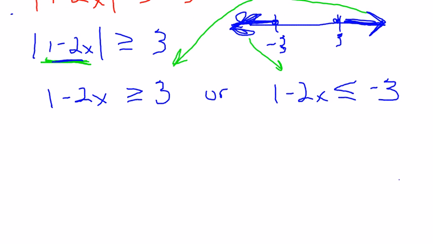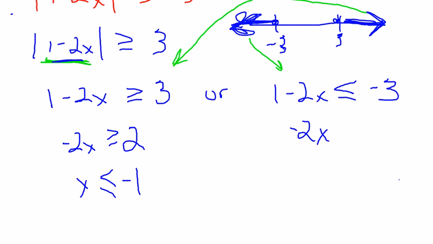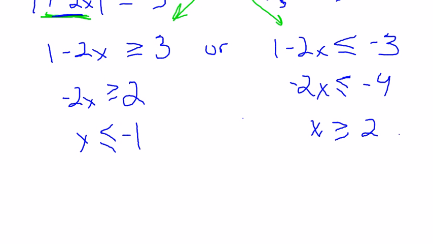So I can subtract 1 from both sides. Negative 2x greater than or equal to 2. Now I divide by negative 2. Careful, when you divide by negative 2, you need to switch the sign. When I divide by negative 2, I get negative 1. So x can be less than or equal to negative 1. Over here, subtract 1, I get negative 2x less than or equal to negative 4. Do the same thing, divide by negative 2. Gotta switch the sign. x greater than or equal to positive 2.